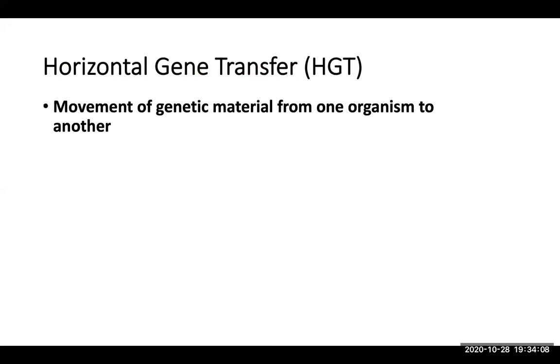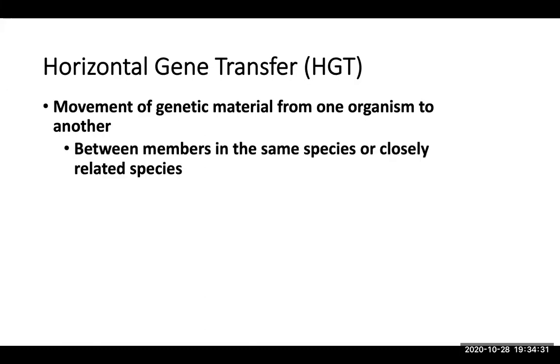Horizontal gene transfer is the movement of genetic material from one organism to the next. This is very different from just parent to offspring, which would be vertical, passing from one generation to the next. So horizontal gene transfer is among peers, all the bacteria that are already alive. That's why it's horizontal. This can be between members of the same species or not. It doesn't even have to be the same species in order for horizontal gene transfer to occur.